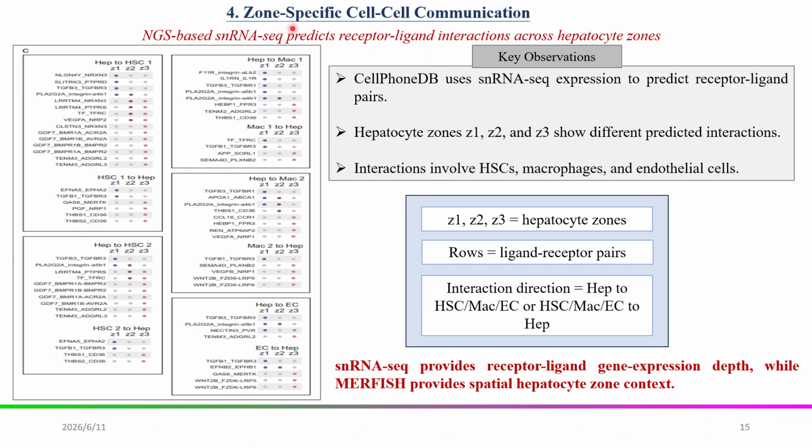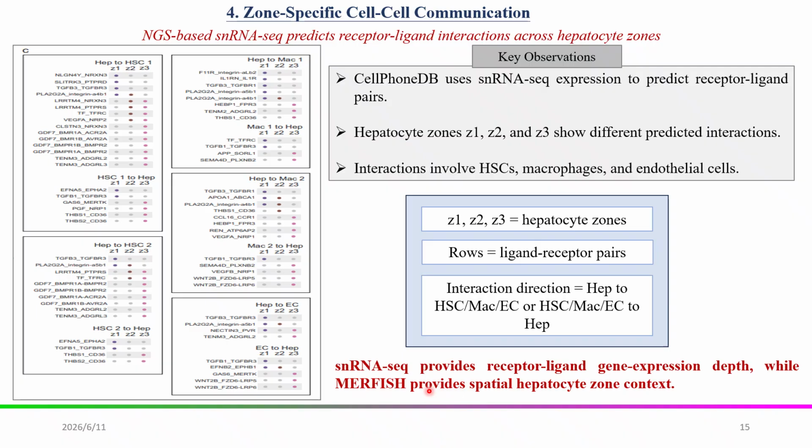This slide shows the zone-specific cell-cell communication. Here the authors used CellPhoneDB with single nucleus RNA sequencing data to predict receptor-ligand interactions. In the figure, Zone 1, Zone 2, and Zone 3 represent hepatocyte zones. The rows show ligand-receptor pairs. The interaction direction can be from hepatocytes to HSCs, macrophages, or endothelial cells, or from those cells back to hepatocytes. The key finding is that different hepatocyte zones show different predicted interactions.